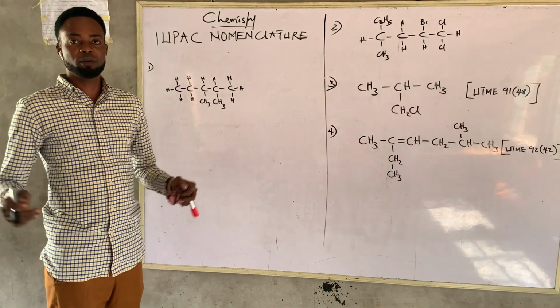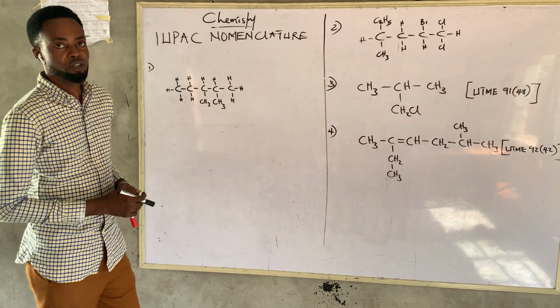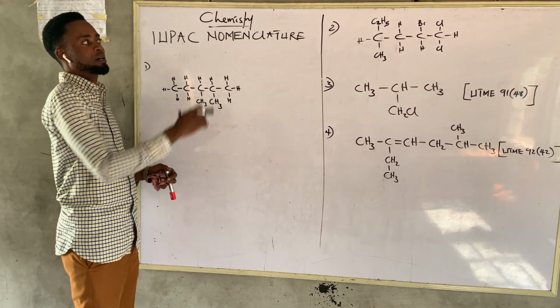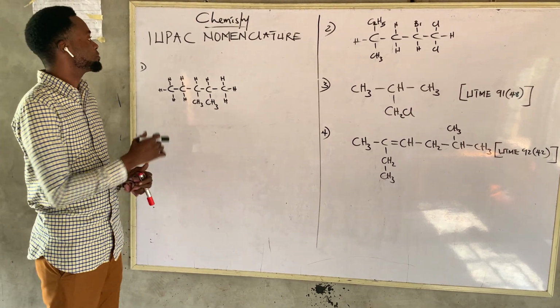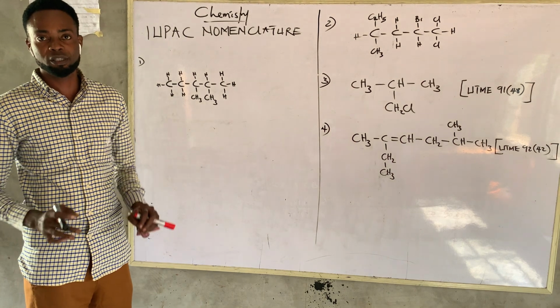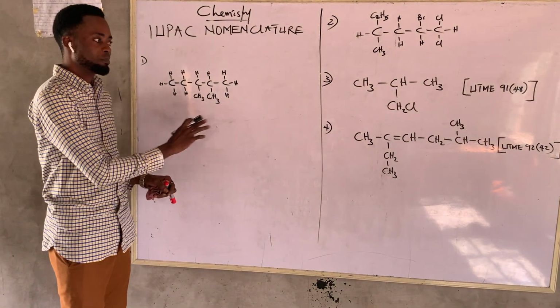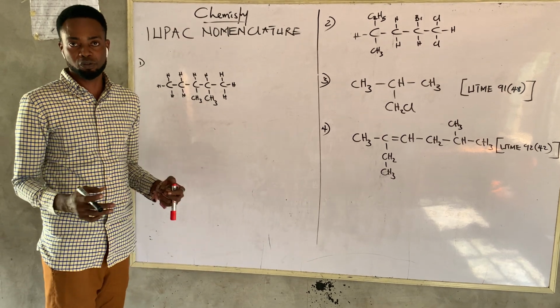Alright, welcome back. This is a continuation of organic chemistry. So today we'll be considering IUPAC nomenclature. IUPAC stands for International Union of Pure and Applied Chemistry. Nomenclature is just naming. So what we'll be doing today is naming organic compounds, and we have 4 compounds here that we want to name.